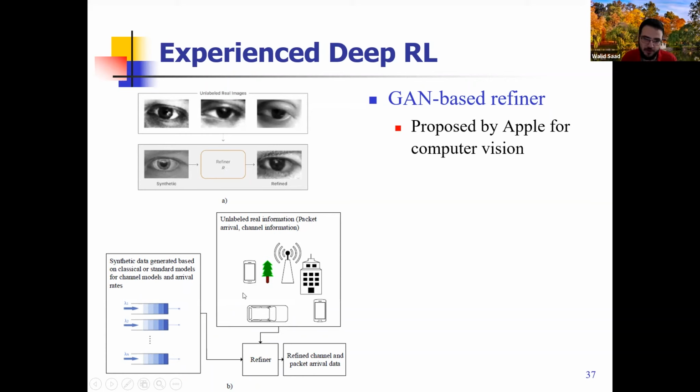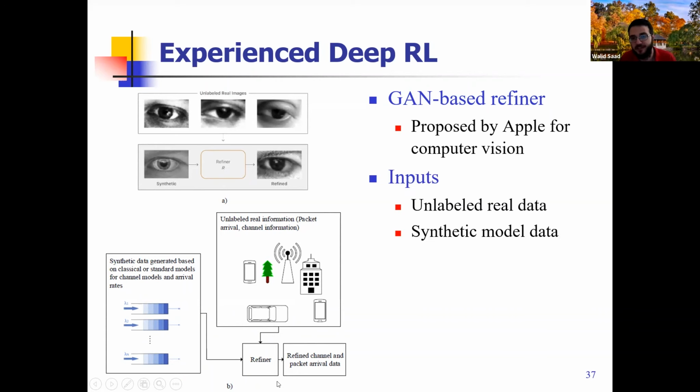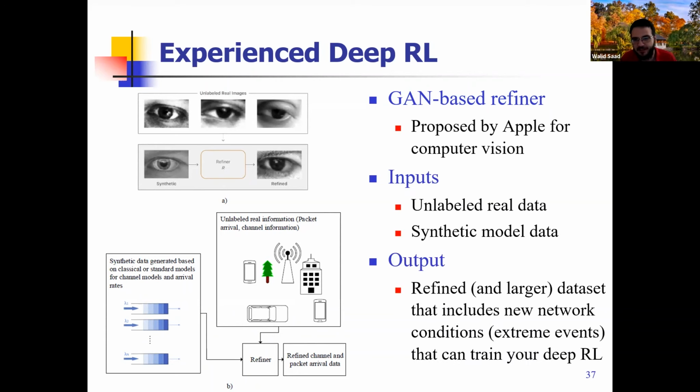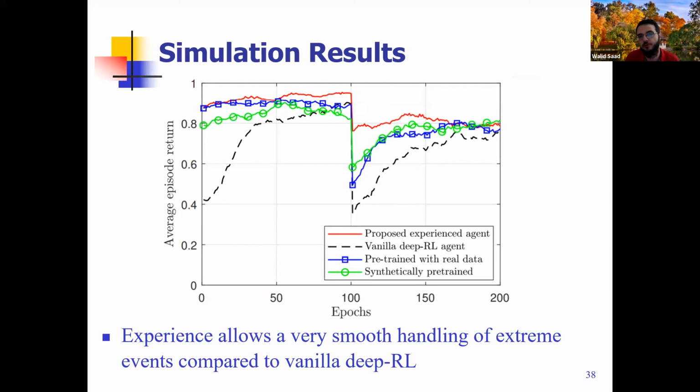The refiner will refine those data to generate, to complement the real data with additional points. And that allows you, in some sense, to mimic the extreme events, events that are rare but don't appear often in the DeepRL. And then after training, you deploy in the real environment. I will show a very simple simulation before I conclude.